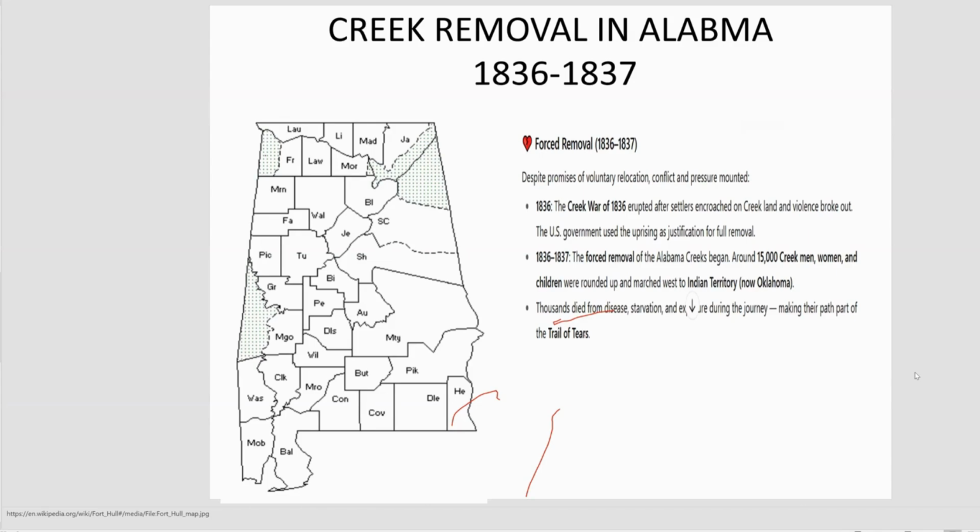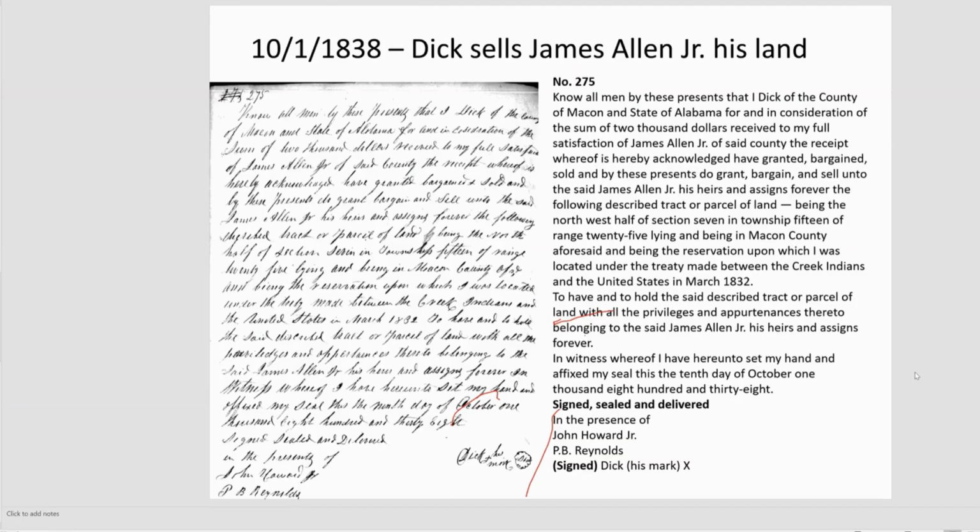And so that's what we know of. But the conversation is, did anyone remain behind? So this is a document, this should have gone earlier, talking about Dick, where he sold land in 1832. So Dick had land as well. So these were people who had land, which is huge. They were not considered slaves.